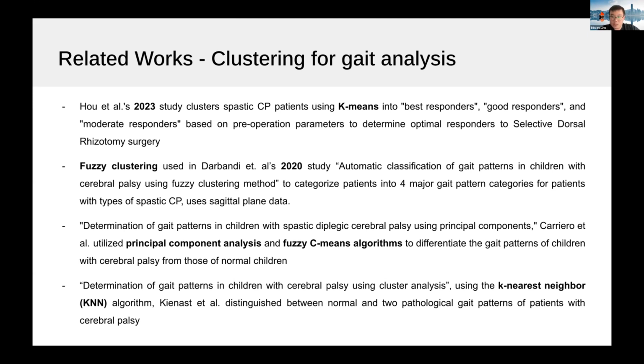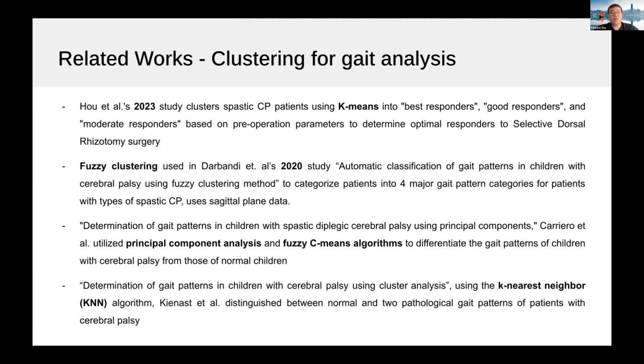And many studies seek to automate clinical gait classification processes. One of the most widely recognized classification processes used by clinicians is the Winters, Gage, and Hicks classification system. What this does is that it categorizes gait patterns of spastic patients into 4 different groups based on observation. So in the 2020 study, Darbandi et al. basically created a system that would automate the process of this classification using fuzzy clustering, using basically sagittal plane data.